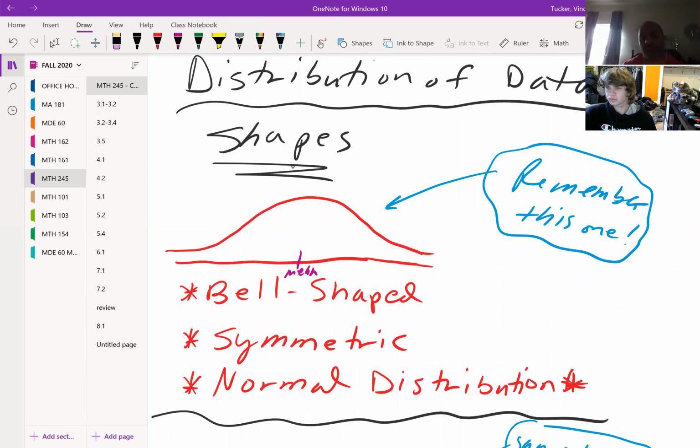50% of your data will be to the right of it. 50% of your data will be to the left of it. We'll talk more about all of those details later. But this is the one that you most definitely want to hold on to because it will continue to come up as we progress throughout the course.